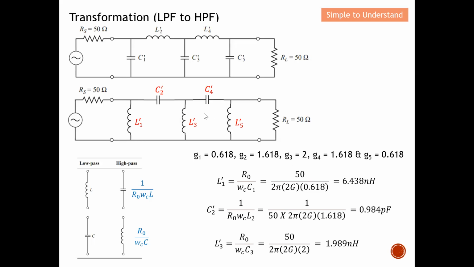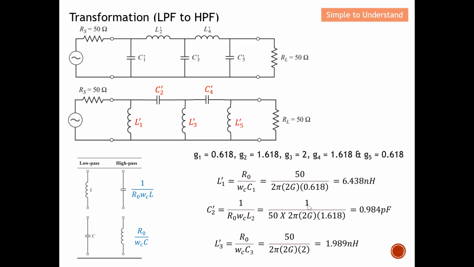So next, I'm ready to design my L3. So basically again, for my high pass filter will be an inductor, which means over here, and my low pass filter will be a capacitor. So basically, I make use of this formula here. Everything will be still the same. R0 will be equals to 50. This WC is equals to 2 pi F, cutoff frequency of 2 gigahertz. This C3 now will be equals to G3, which is equals to 2. So from here, I actually calculate that my L3 is 1.989 nanohenry.